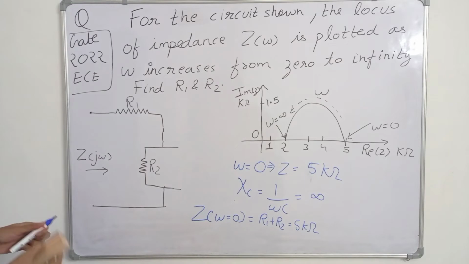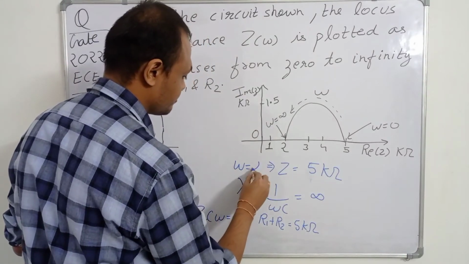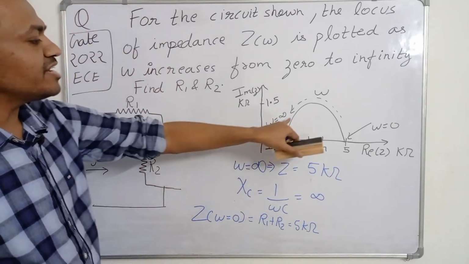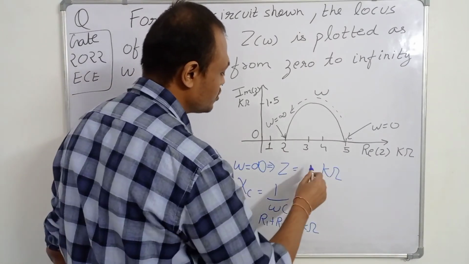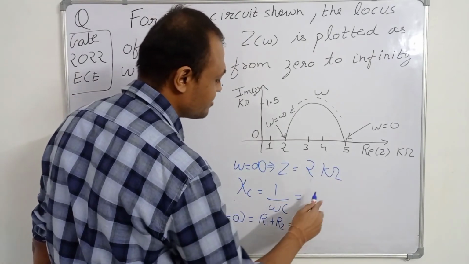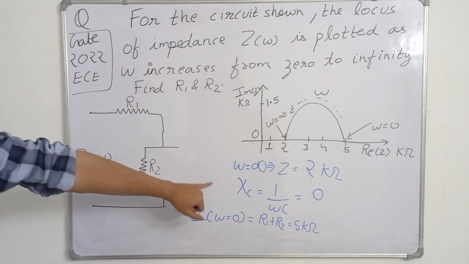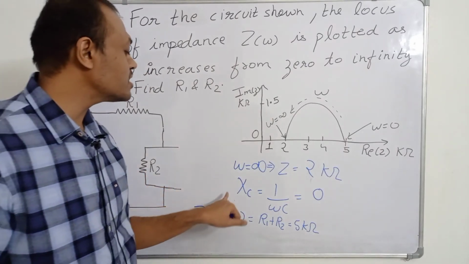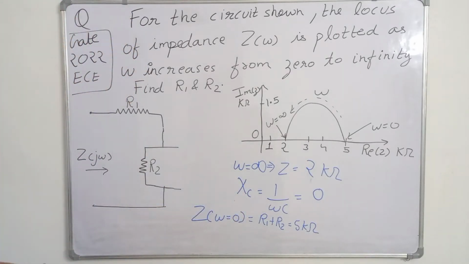Now at omega equal to infinity, we are given Z equal to 2 kilo ohm. So I am replacing Z with 2 kilo ohm. And at omega equal to infinity, Xc will be equal to 0 because 1 upon infinity is 0. So we can interpret that the capacitor offers very low reactance or impedance to a signal of high frequency, or we can replace the capacitor with a short circuit.